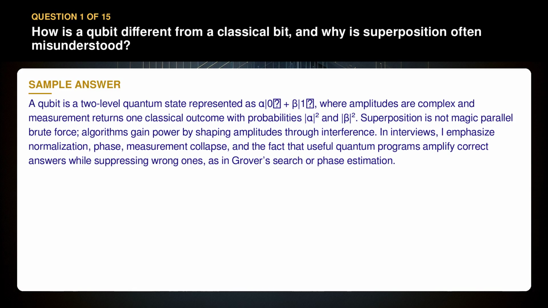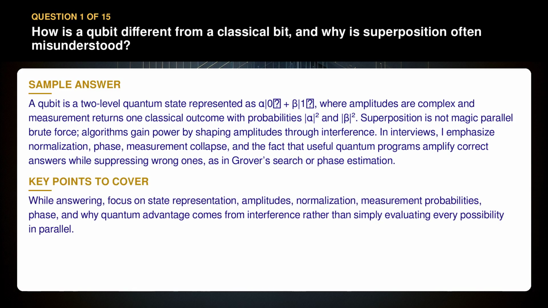In interviews, I emphasize normalization, phase, measurement collapse, and the fact that useful quantum programs amplify correct answers while suppressing wrong ones, as in Grover's search or phase estimation. While answering, focus on state representation, amplitudes, normalization, measurement probabilities, phase, and why quantum advantage comes from interference, rather than simply evaluating every possibility in parallel.